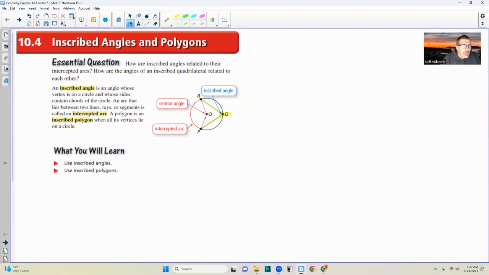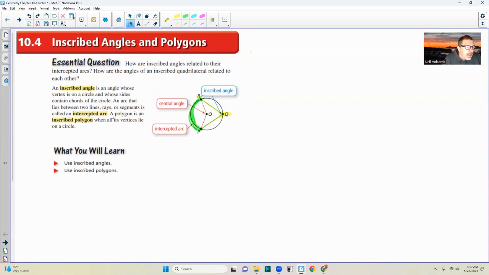the circle. An arc that lies between two lines, rays, or segments is called an intercepted arc. So angle PQR is the inscribed angle. And right there, let me do that with a smaller one. The intercepted arc is right here. Okay, the arc between those two points is considered the intercepted arc because it's inside the angle. It's like Pac-Man eating the pills or whatever they call those things.